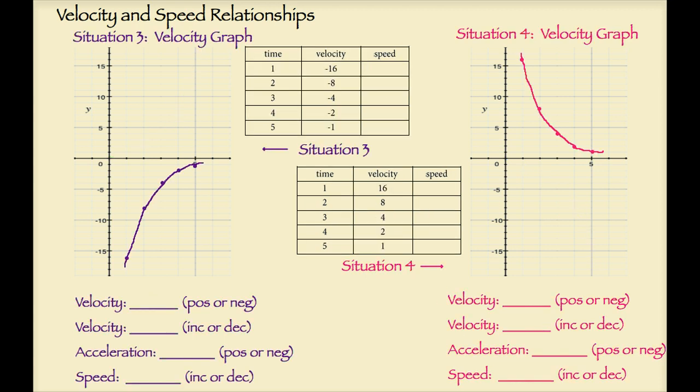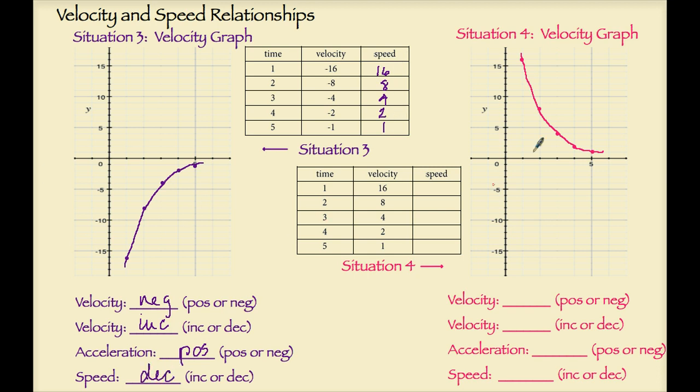Now let's look at situation 3. Here's our velocity graph. Our times are velocities. Speed is the absolute value of velocity, so we'd have 16, 8, 4, 2, and 1. Is velocity positive or negative? Since all of the velocity values are negative, negative. Is velocity increasing or decreasing? This is referring to slopes. They're all positive, so velocity is increasing, which means acceleration is positive. But let's look at our speed values. They are decreasing.